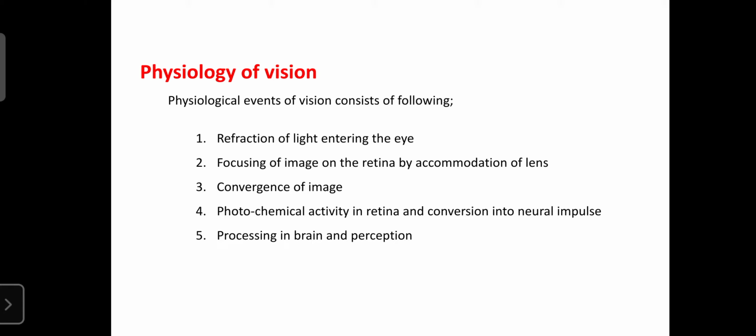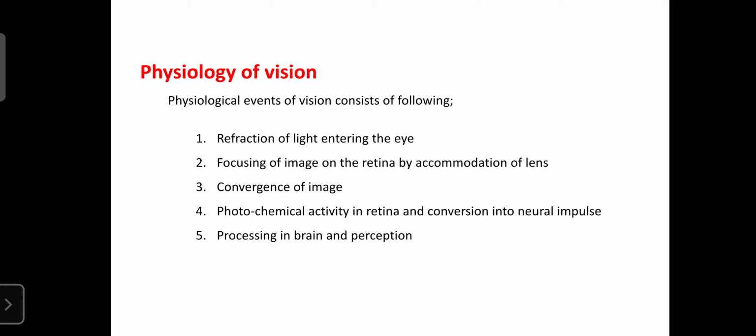The physiological events of vision consist of five stages. The first stage is the refraction of the light entering the eye. That is nothing but adjustment of the light so that it correctly enters the eye and travels toward the retina. That phase of vision is known as the refraction of light entering the eye.